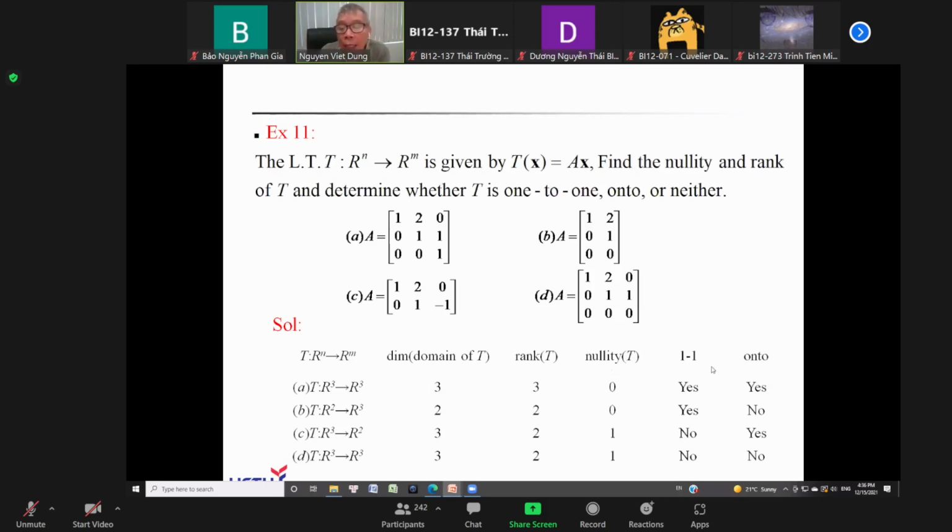Then once again, you look at the criterion from before to see if the map is one-to-one or not, and onto or not. I suppose that you can verify it by yourself by looking at the previous slide. So I will stop it here.